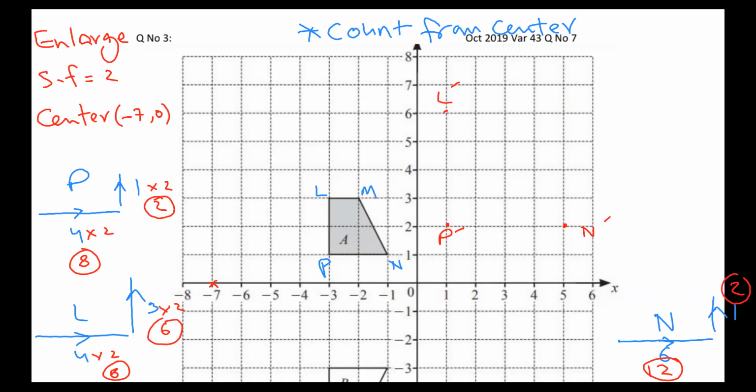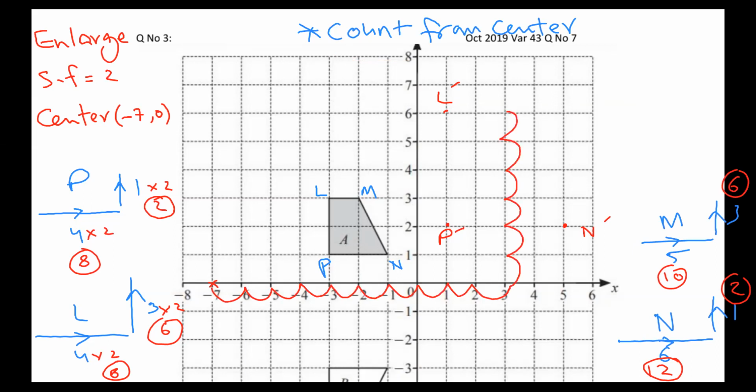So I'm writing here 5 and 3, 5 and 3 for M. 5 rightwards and 3 upwards. So into 2, and you know very well, into 2 gives you 10, into 2 gives you 6. So let's start and always count from the center. So 10 and 6. So 1, 2, 3, 4, 5, 6, 7, 8, 9, 10. And 1, 2, 3, 4, 5, and 6. So I got this point.